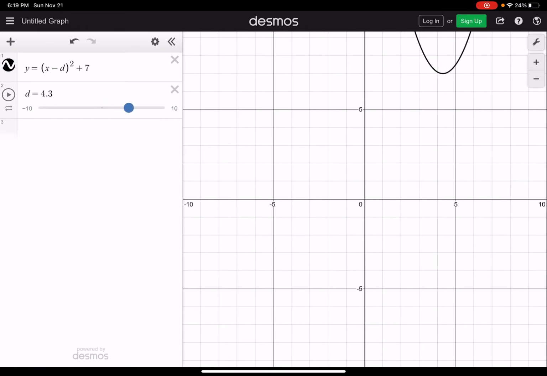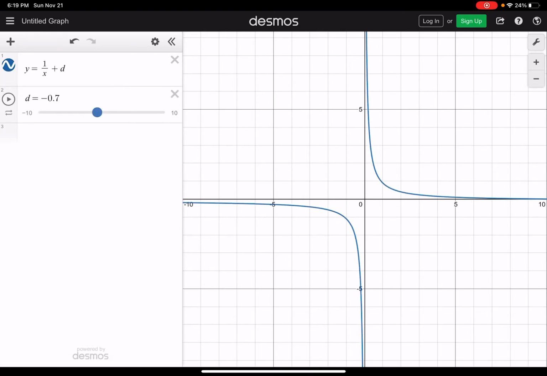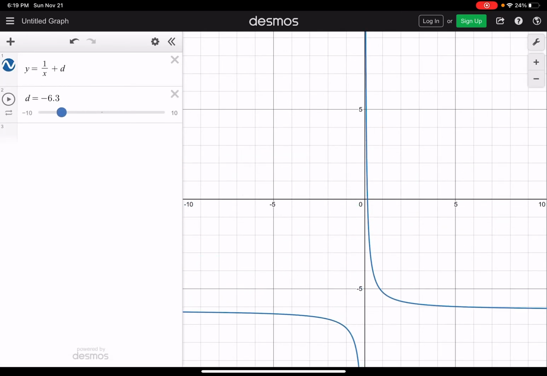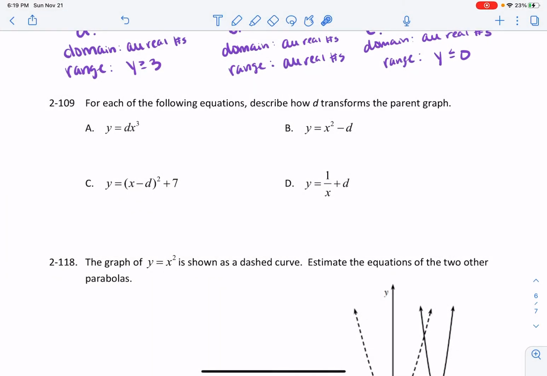I see that this is going left to right, so it's shifting it that way. Or y equals p. I see this is shifting up or down. Okay, so that's how you'd find something like that out if you were just working on this on your own.